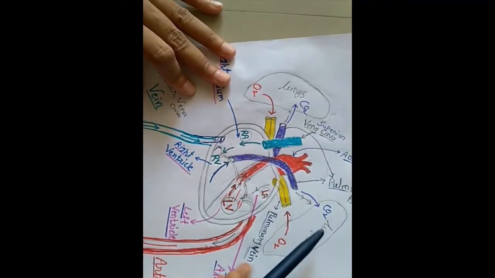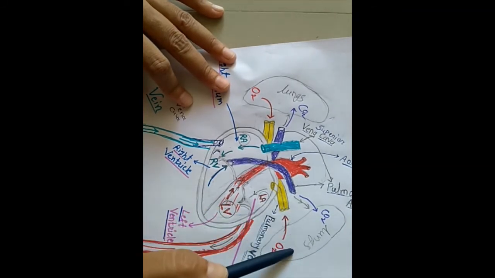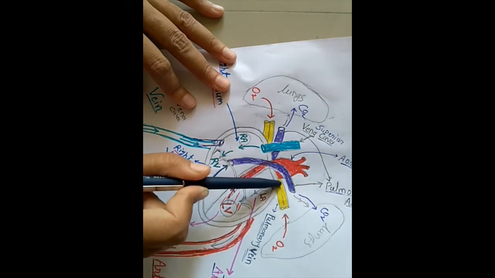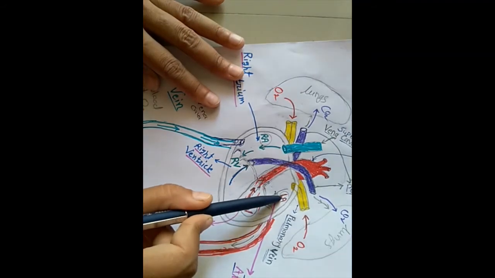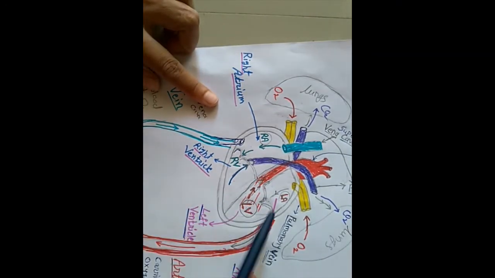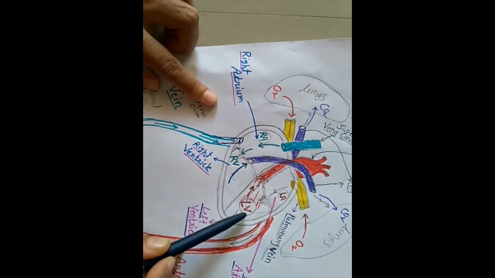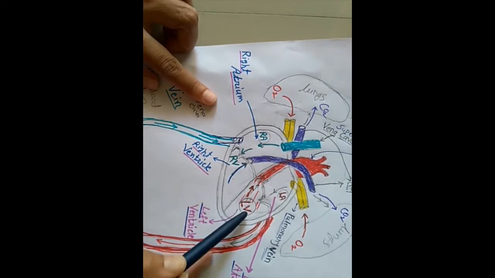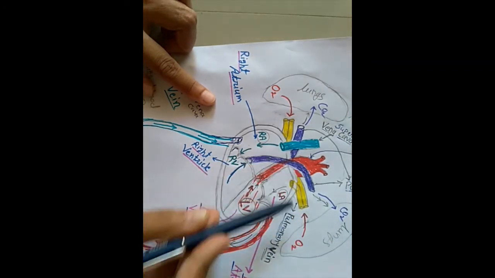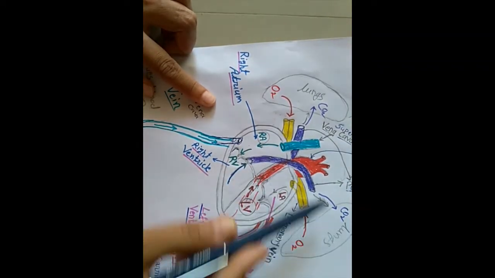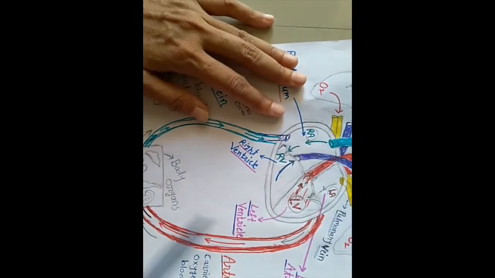Again, oxygenated blood comes through the pulmonary vein and reaches the left auricle or left atrium. From the left atrium, through the bicuspid wall, it goes into the left ventricle, and from the left ventricle again through this wall, it is pumped out into the aorta. Yes, it is pumped out into the aorta, and from the aorta it circulates towards the body organs through the arteries.